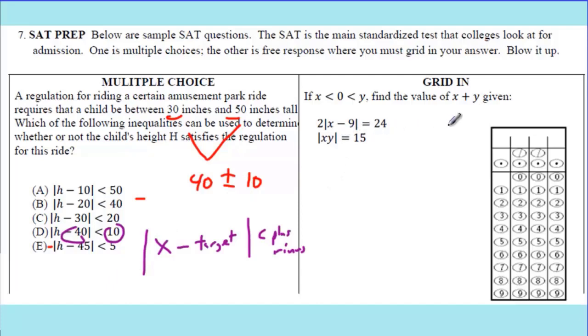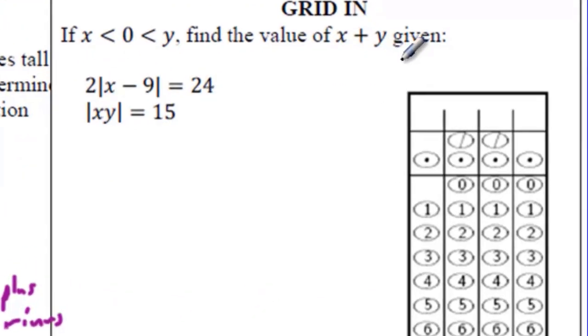All right. How about this one? This is just find the value of x plus y. So to do it, oh, this is kind of important here too. x is less than 0, which is less than y. So what does that mean? It really means x is negative, y is positive, yeah? If that's 0, anything less than 0 is negative, anything greater is positive. So x has got to be a negative number.